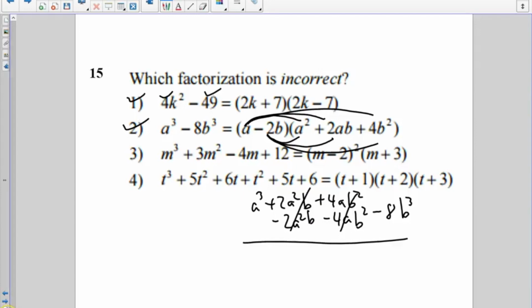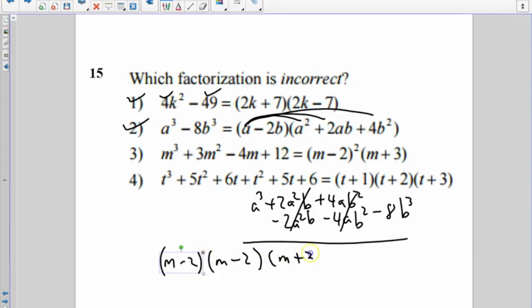I have to test the other two. So my next one that I'm going to go ahead and test is this right here. So I have m minus 2 squared means I'm going to have 2 of them. And then I'm going to multiply that by m plus 3. And I have to see if that gives me this right here. So let's see, m squared. I'm going to do the inner, so that's going to be minus 4m plus 4. And I'm going to multiply that by m plus 3.